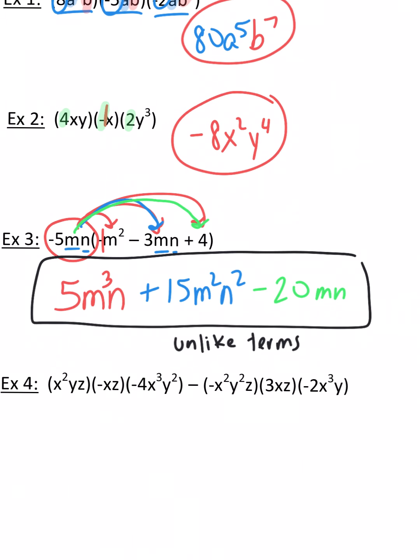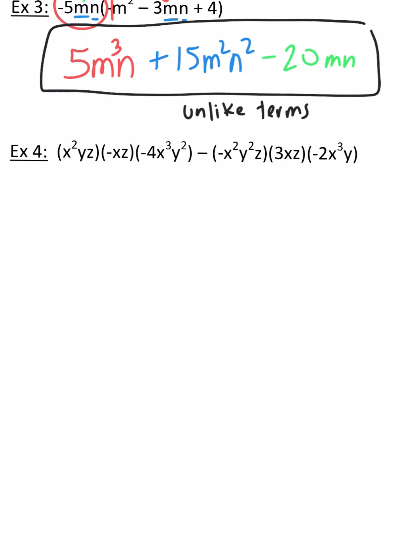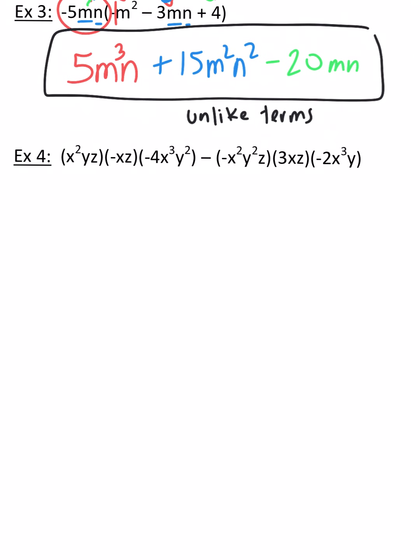Now example 4 looks pretty intimidating, but the way we're going to do it is we're going to multiply these 3 monomials together to get an answer. We're going to multiply these 3 monomials together to get an answer, and then at the end, we're going to subtract the 2. Okay, so it's actually not that bad.